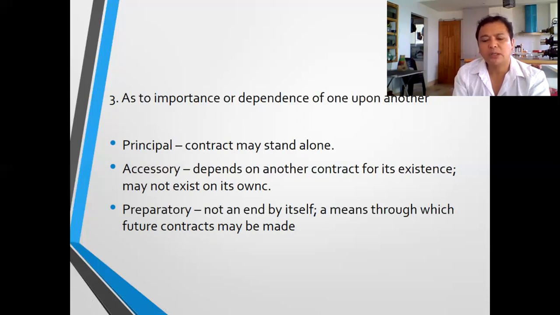Say, for example, articles of partnership. Now you agree among yourselves to make a partnership, to have a business. So that is the first contract that you will sign. And after which, you will engage in a business. So engaging in business, there would be so many contracts that you will sign with your clients or customers. So articles of partnership is a preparatory contract.